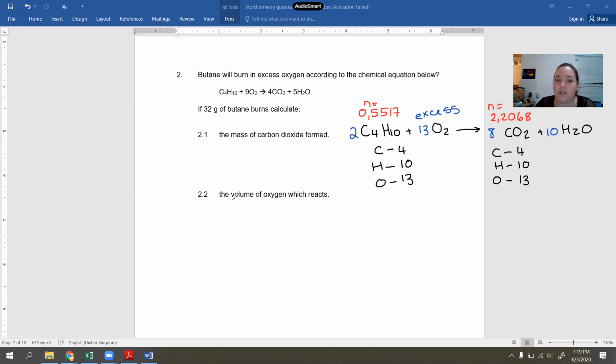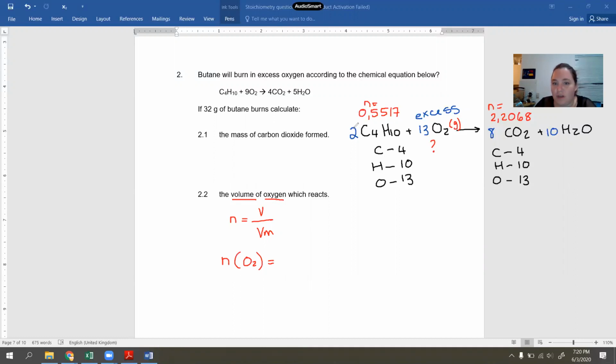Now the question asked what volume of oxygen reacts. So we're now going to go back and we're going to work out what volume of oxygen. Now remember here, oxygen is a gas. Okay, so when we deal with volume of oxygen, we're going to use the number of moles is V over Vm. Okay, so it's the volume of gas over the molar volume. So the first thing I need to do is work out how many moles of oxygen I have.